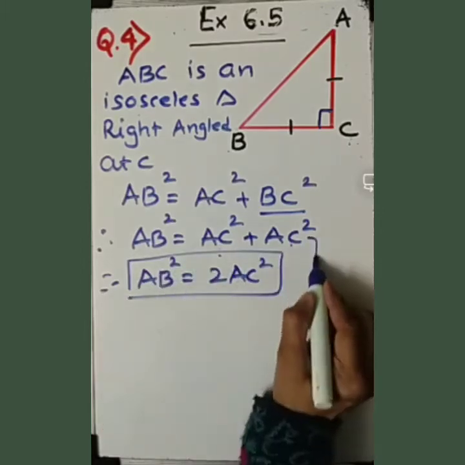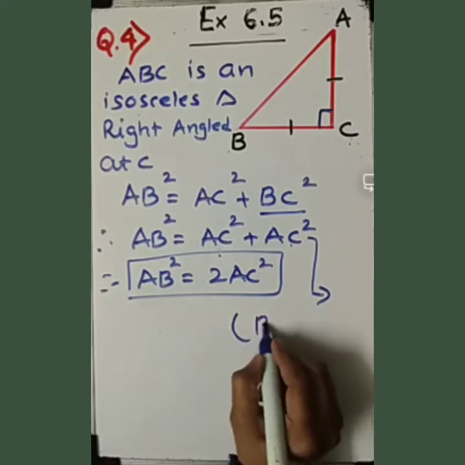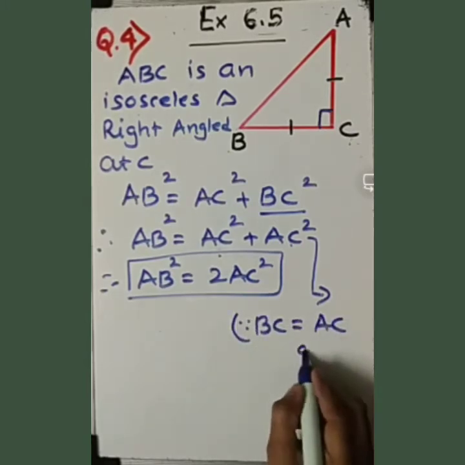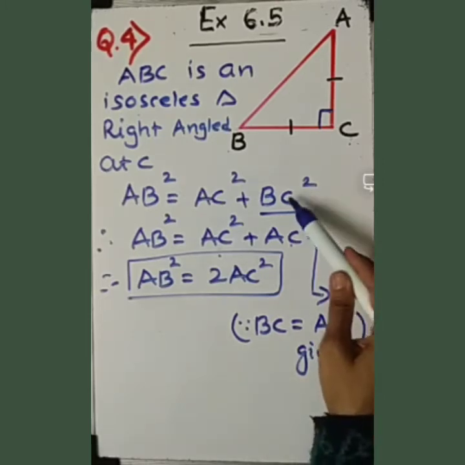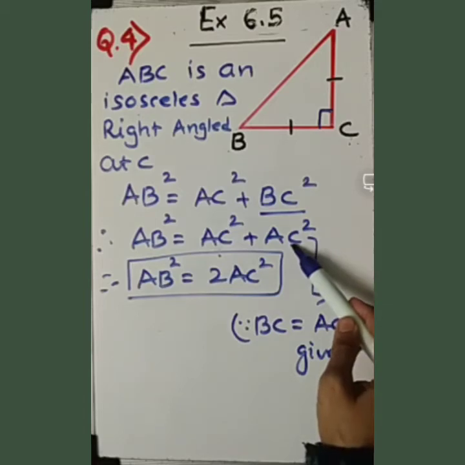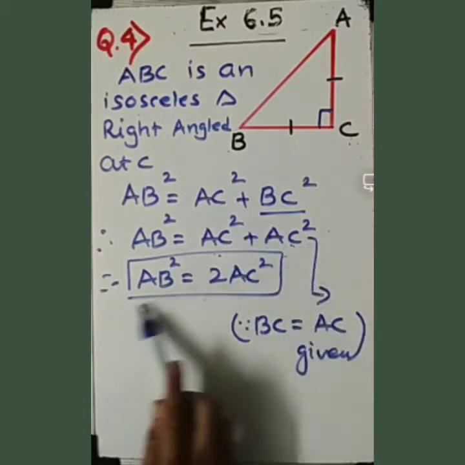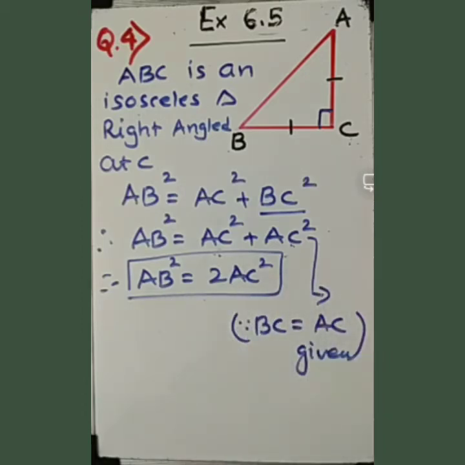But how did we get this? How can we write this? Because we know that BC equals AC. That is already given in the question. It is isosceles. So in place of BC, we are writing AC, so AC square plus AC square is 2AC square. This is our required result which we have to prove. This question asks for 2 marks in the exam, so prepare nicely.